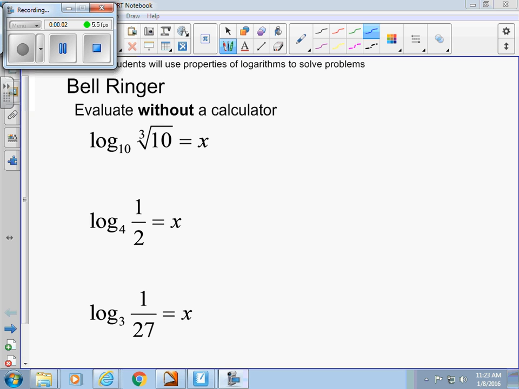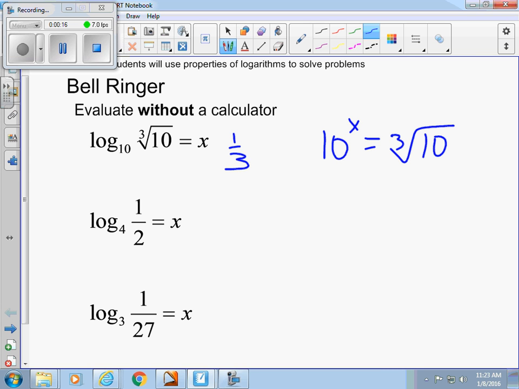Alright, so evaluate without a calculator. What's the first one? 1/3. Good. You worked through that one? Yes. 10 to what power equals the cube root of 10? So what power is the cube root? 1/3. Fraction.